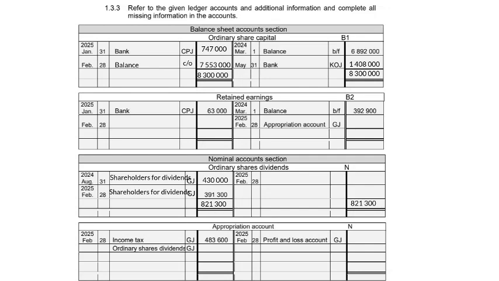So on the credit side, we will close this amount off to the appropriation account. Also general journal. And the amount 821,300. So now we go to the appropriation account. At ordinary share dividends, we will record that amount of 821,300.